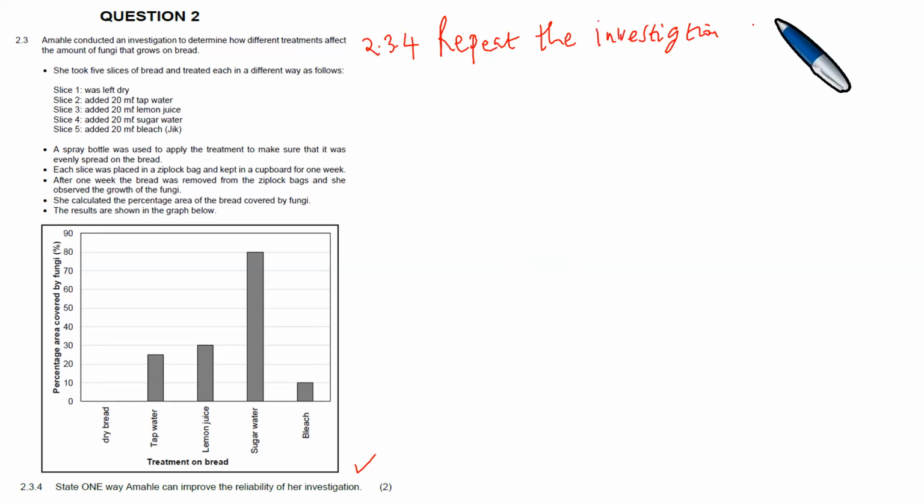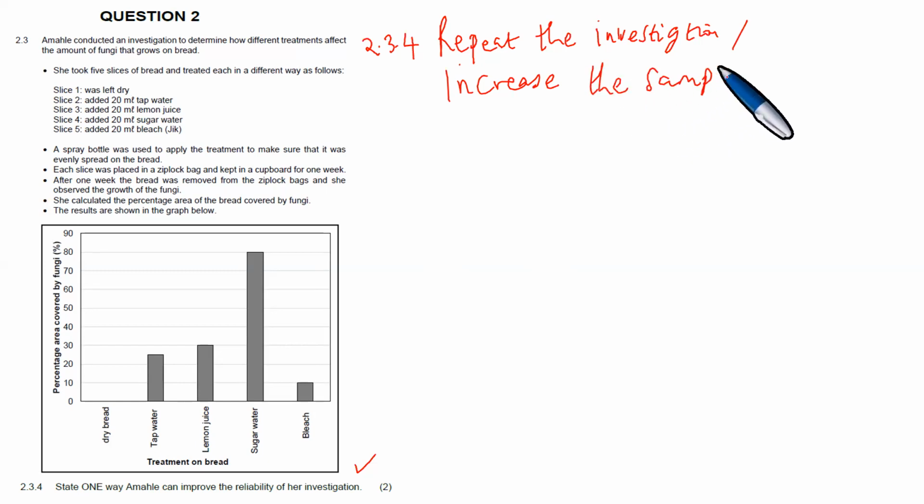If you do not repeat the investigation, you need to increase the sample size. So you either repeat the investigation, or you increase the sample size. In other words, that is what you do to make sure that your results are reliable in science. These are the two things you need to do, because they will ask you this in the exam.